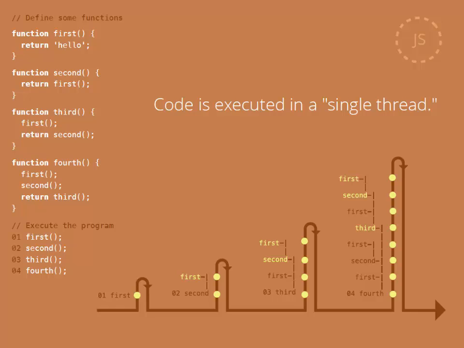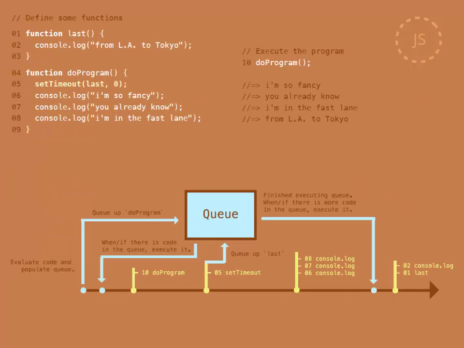So here we have a function, and I've called it last. And what it does, we're using JavaScript's console.log here, so that just puts a string into your console, right? And it's going to log this line from LA to Tokyo, from Iggy Azalea's Fancy. And then we're going to define our second function called doProgram, and the first thing it does is it passes that other function we just wrote to JavaScript's setTimeout.